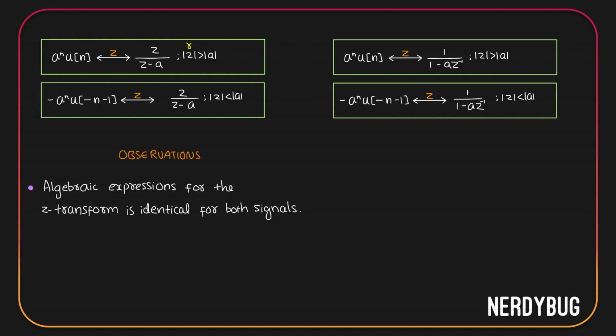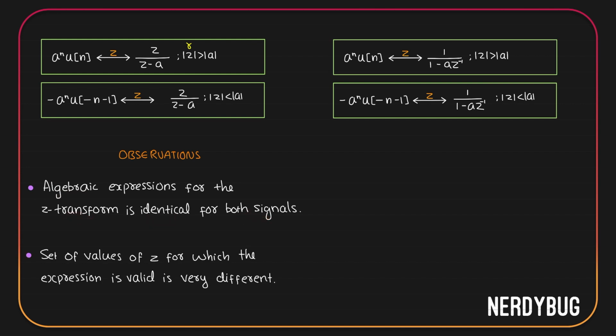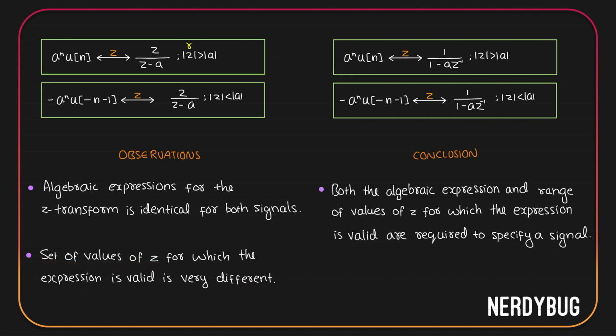So we can make two observations from these. The first thing is algebraic expressions for the z transform is identical for both signals. But the set of values of z for which the expression is valid is very different. So we can make the conclusion that both the algebraic expression and the range of values of z for which the expression is valid are required to specify a signal.